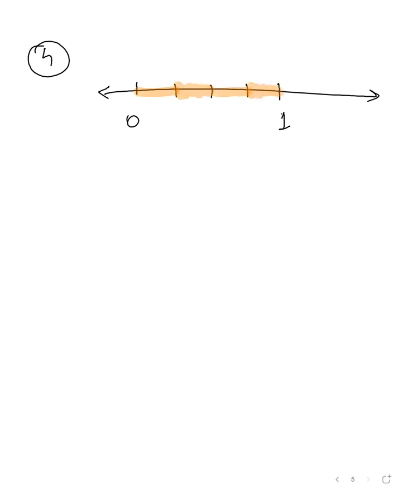So which one will be 3 by 4? Which point? This is 0. Then there are 4 parts. Now tell me which one is 3 by 4? The one beside 1. Very good. This is 3 by 4, right? So this is 1 by 4. This is 2 by 4, 3 by 4, and 4 by 4.